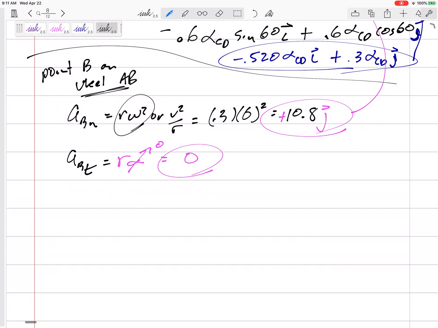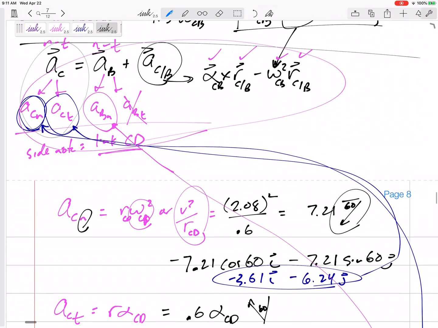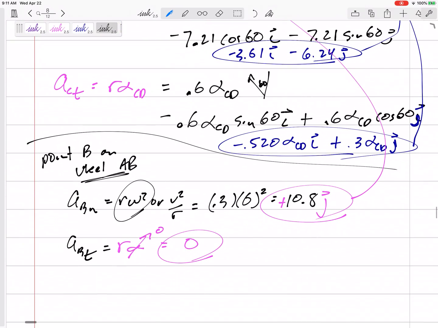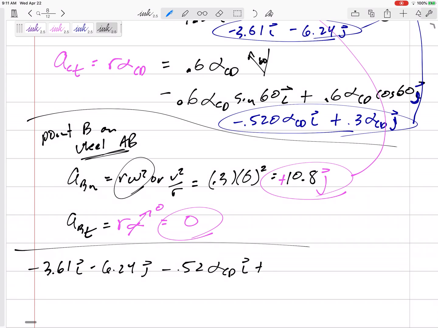Alright, so let's plug in. On the left-hand side of my equation, I've got AC, which has normal and tangential, and both are at some weird angles. So this is negative 3.61 in the I minus 6.24 in the J, 0.52 alpha CD in the I plus 0.3 alpha CD in the J. That's what I've got on the left-hand side of my equation.